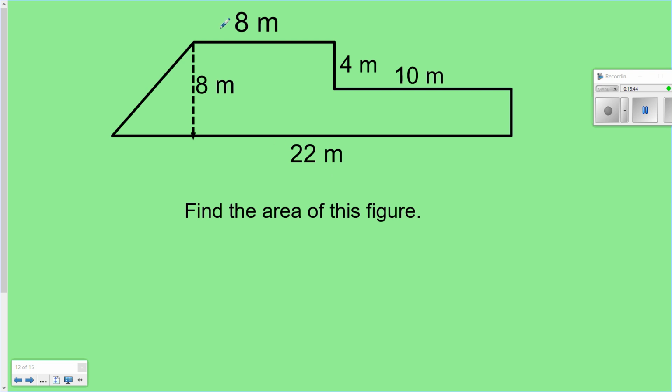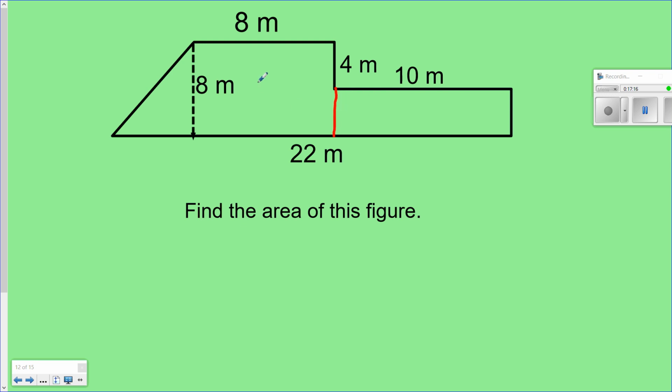Okay, so here's my next irregular figure. There's a few things that I could do here. I could split it right here, and I could have a rectangle and a trapezoid. I could also split it 3 ways here and here, and I could have a triangle, a rectangle, and another rectangle. There are so many ways that we can do that, but I like to keep it simple, and I'm going to split it into 2 shapes, and I'm going to split it right here.